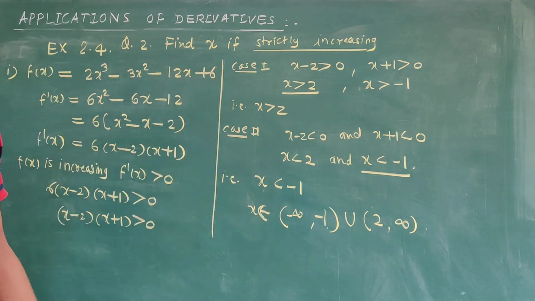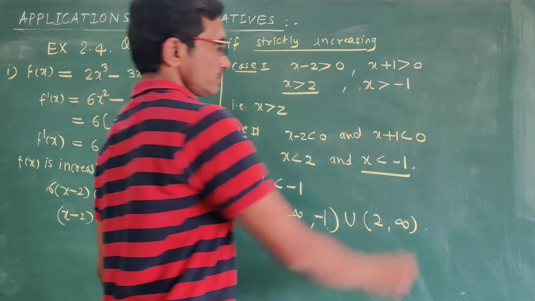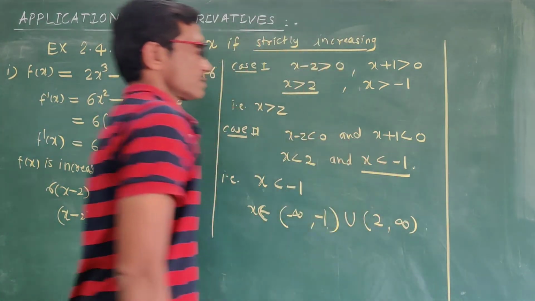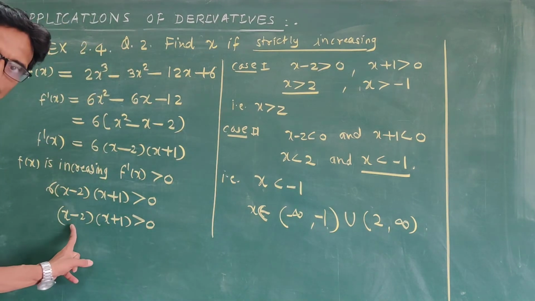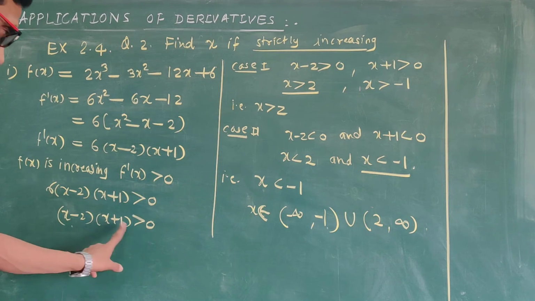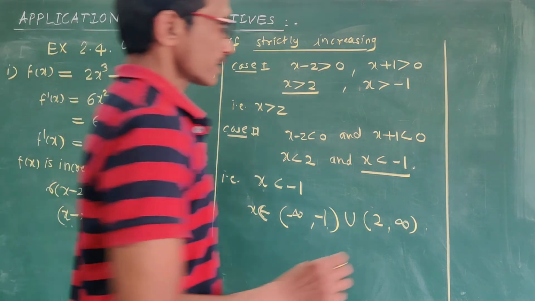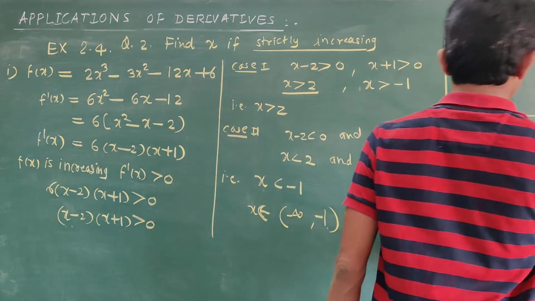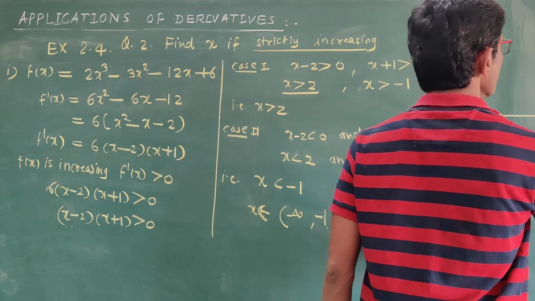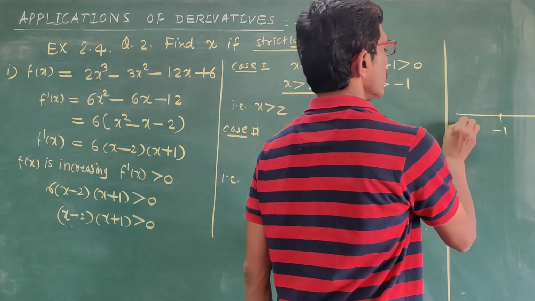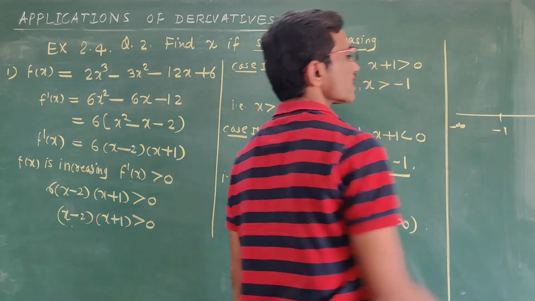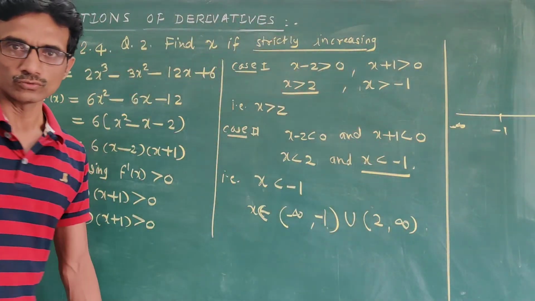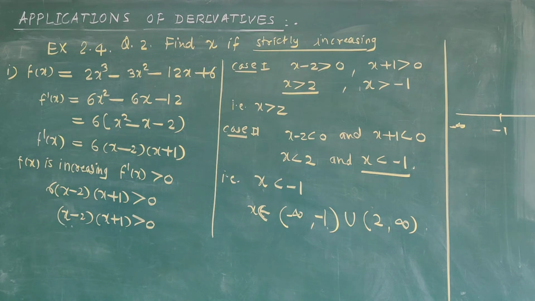So in another way we can do this. See what in another way we can do. We have two values, that is 1 and minus 1 and 2. So we mark here minus 1 and 2. Here is minus 1, 2. This is minus 1 to infinity and 2 to infinity. Minus infinity to minus 1. Minus 1 to 2 and 2 to infinity.